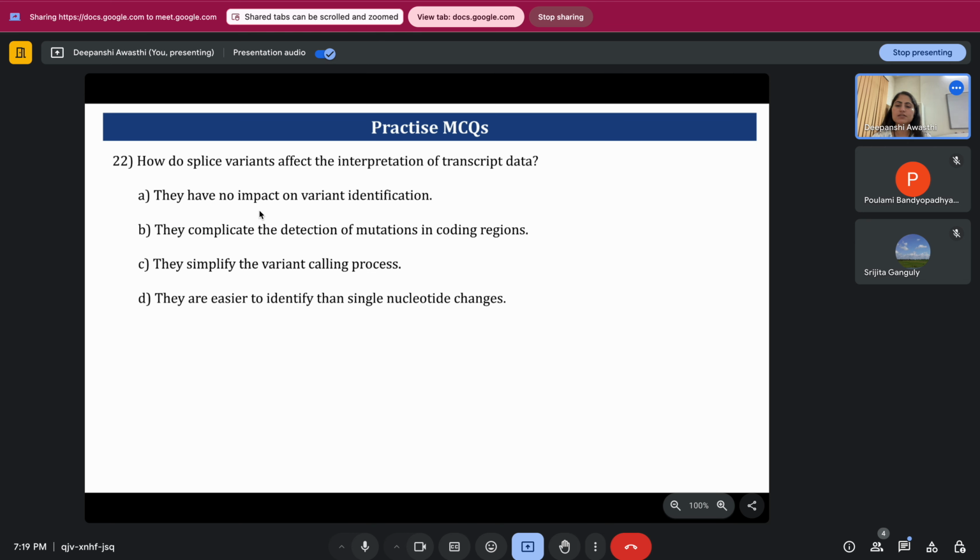Now the next question is, how do splice variants affect the interpretation of transcript data? Option A, they have no impact on variant identification. Option B, they complicate the detection of mutations in coding regions. Option C, they simplify the variant calling process, and they are easier to identify than single nucleotide changes.